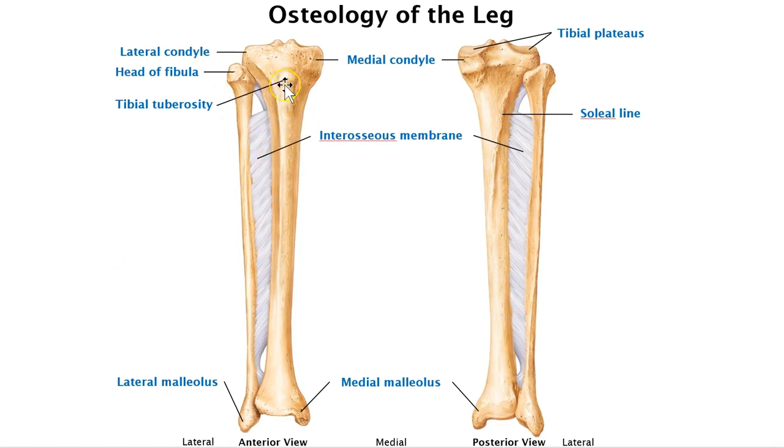The tibial tuberosity is the site of attachment for the patellar ligament, which is attached to the patella, which increases the mechanical advantage of the pull of the quadriceps muscle. As the tibia and fibula descend down, they're connected via a very robust interosseous membrane.